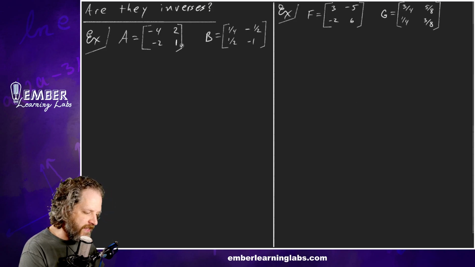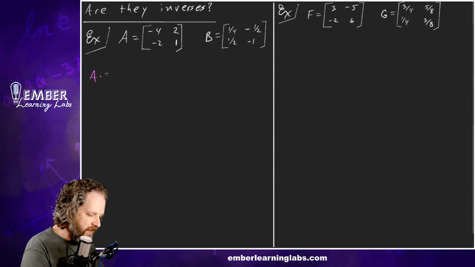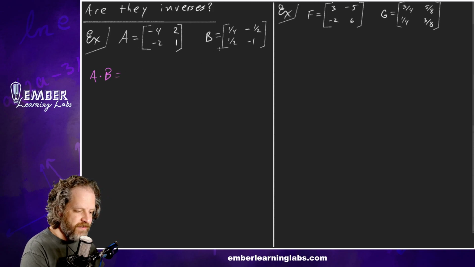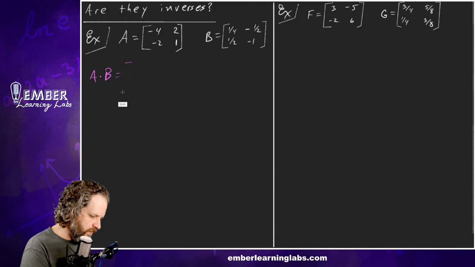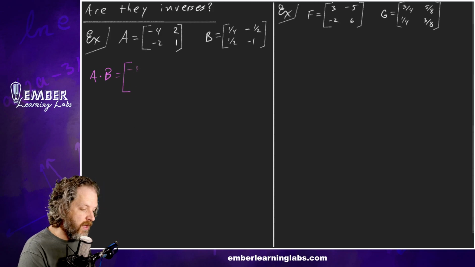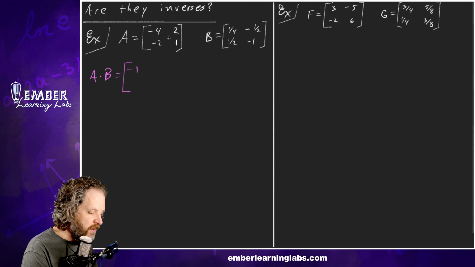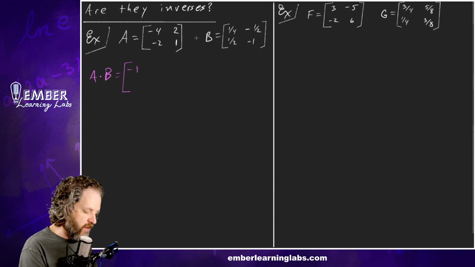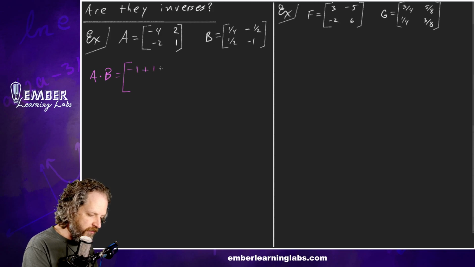So we're going to start by taking this and we're going to multiply A times B. This one, since I've already written it, I'm not going to rewrite the matrices. I'm just going to do it. So -4 times 1/4 is -1. And then 2 times 1/2 is 1. So -1 plus 1 is 0.